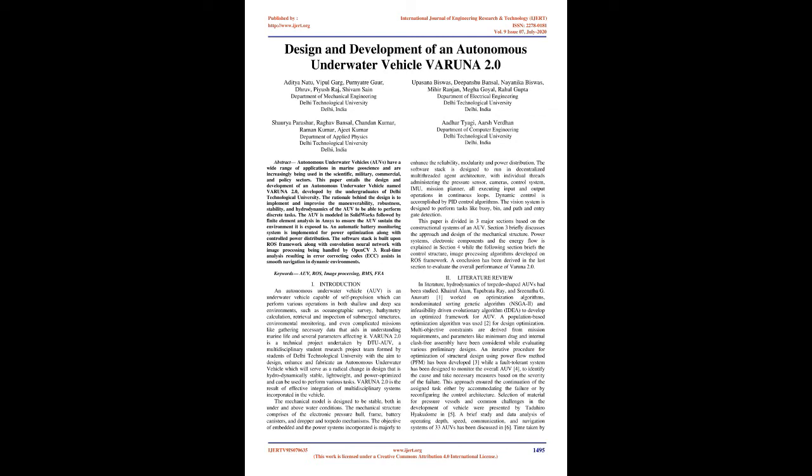Introduction. An autonomous underwater vehicle, AUV, is an underwater vehicle capable of self-propulsion which can perform various operations in both shallow and deep-sea environments, such as oceanographic survey, bathymetric calculation, retrieval and inspection of submerged structures, environmental monitoring, and even complicated missions like gathering necessary data that aids in understanding marine life and several parameters affecting it.